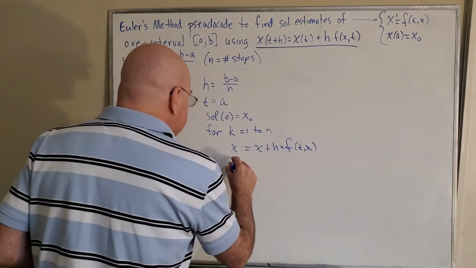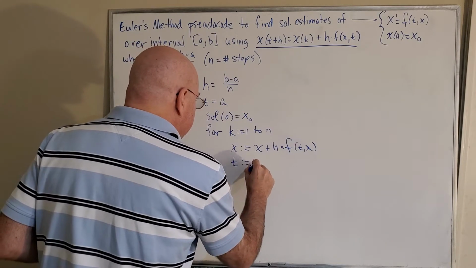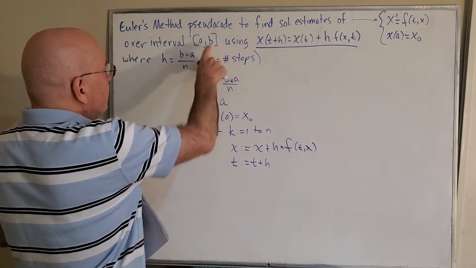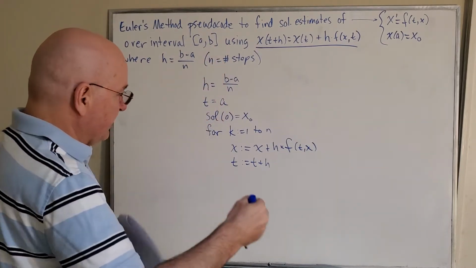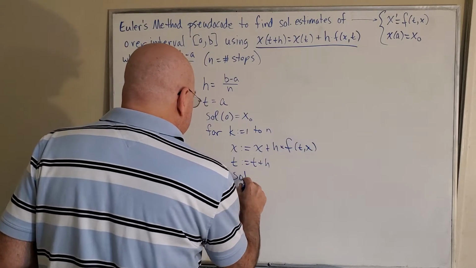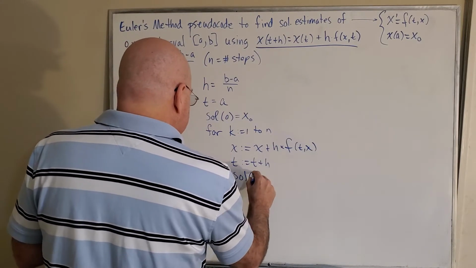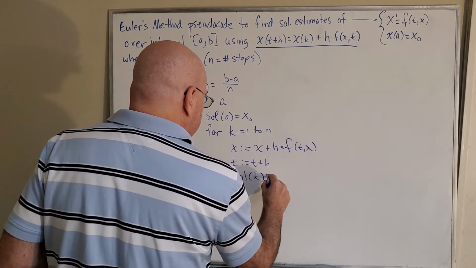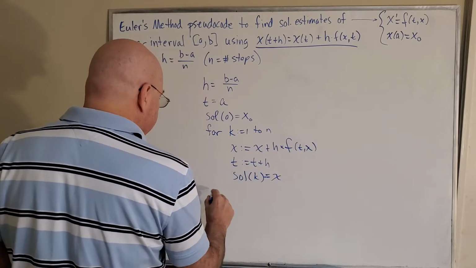And then we increment t. The next t is going to move one step size closer to b. Just going to increment it by h. And we save, indexed by k, x. And that's it.